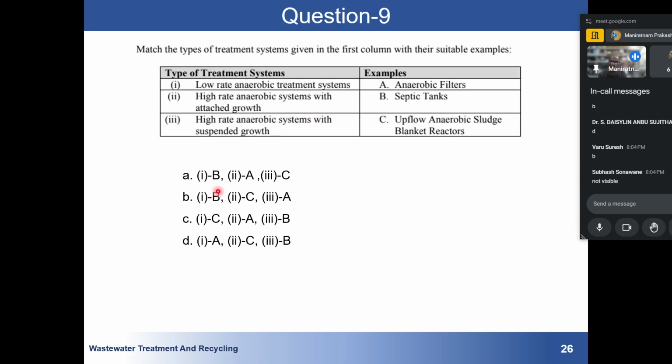Coming to question number 9, just try to match. You have different treatment systems, and what are their different examples. Based on our previous lecture and the discussion in this lecture, just try to answer it. The first system is low rate anaerobic treatment system, then high rate anaerobic system with attached growth, then high rate anaerobic system with suspended growth.